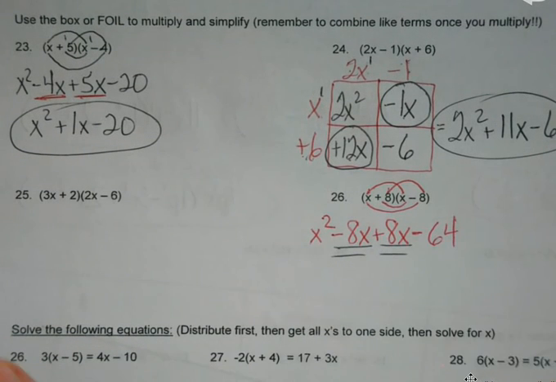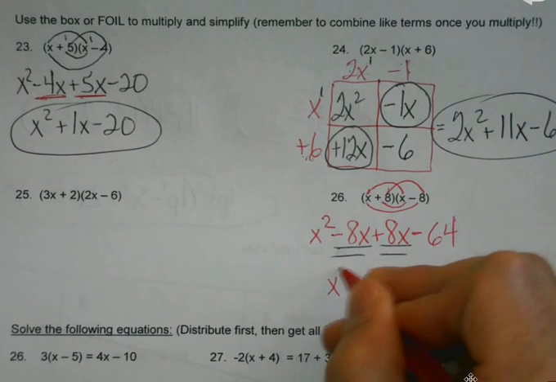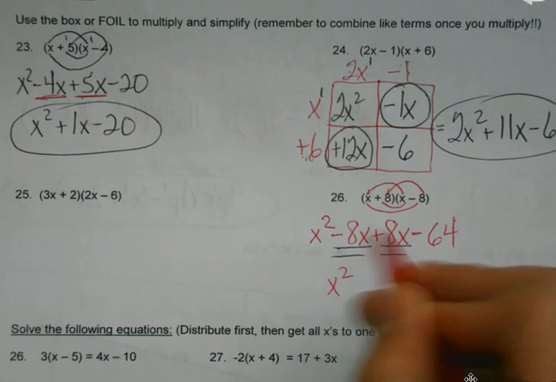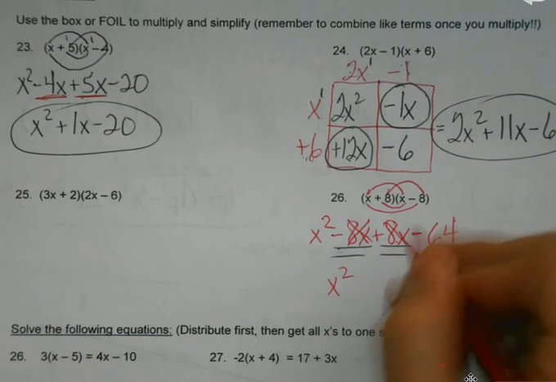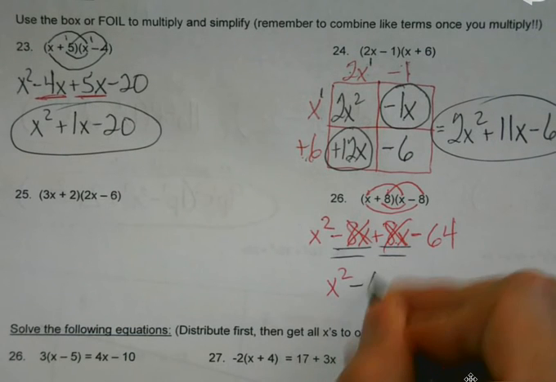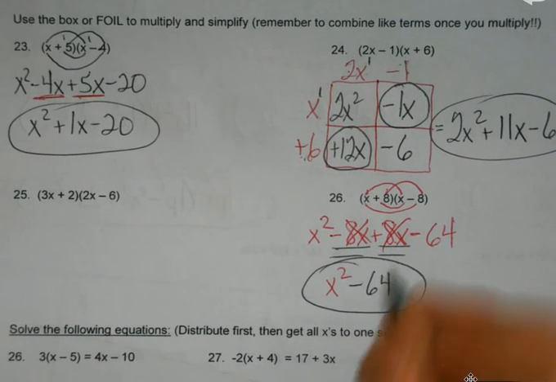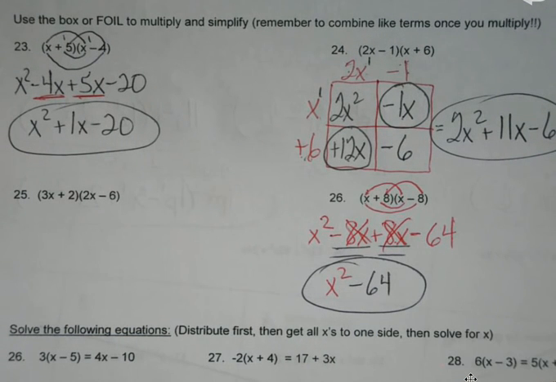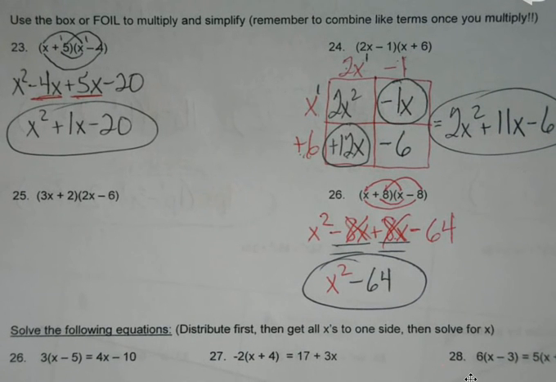Yeah, when I go to combine my like terms, negative 8 and positive 8, if I owe somebody $8 and then I pay them 8 back, I don't owe them anything anymore. So my x's are gone. Minus 64. So you may even have your x term completely disappear. That can happen. But just be cautious, just be aware of that when you're doing your foiling.